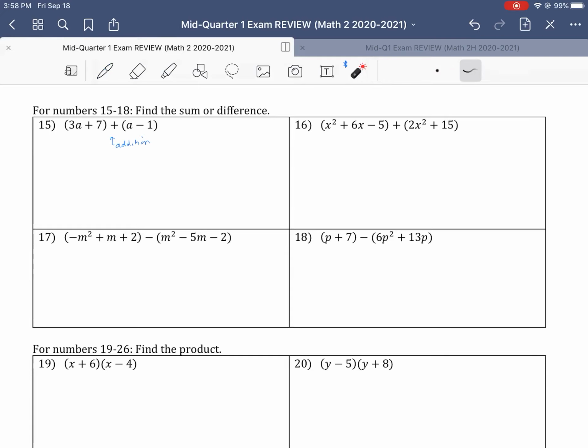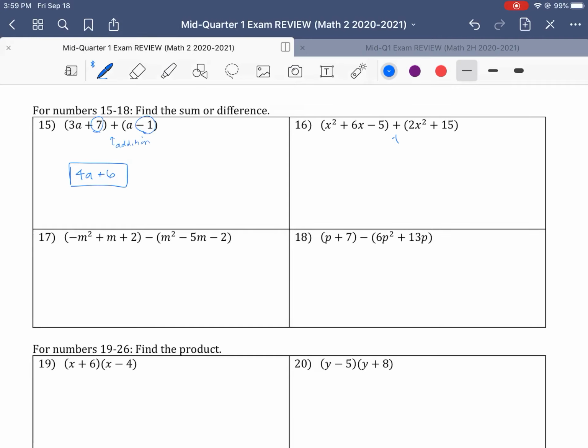So that means that we're just combining like terms. So we take 3a, which is a like term to this a, and we combine those. So if I have 3a plus another a, I get 4a, and then 7 and negative 1. 7 minus 1 would be a positive 6.